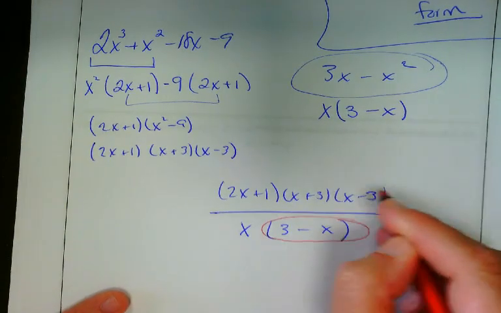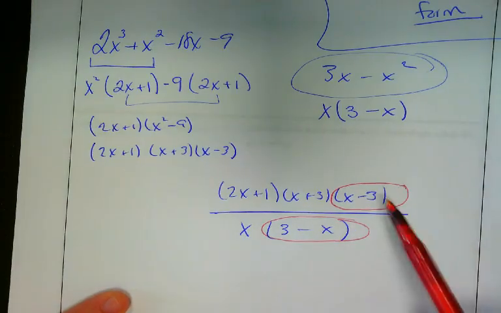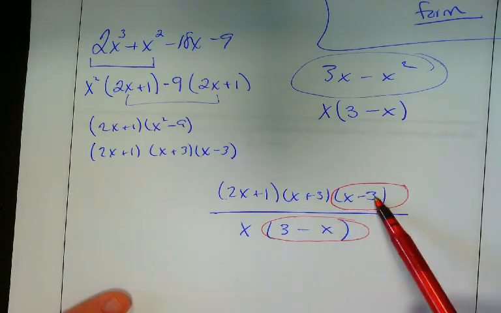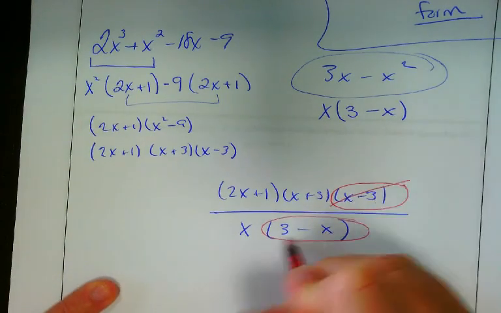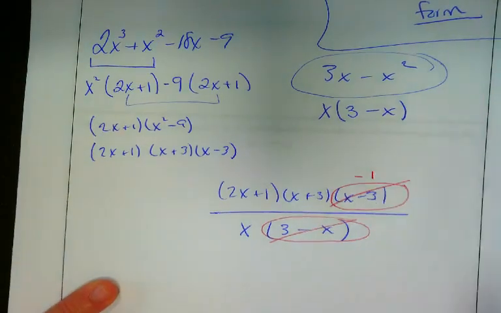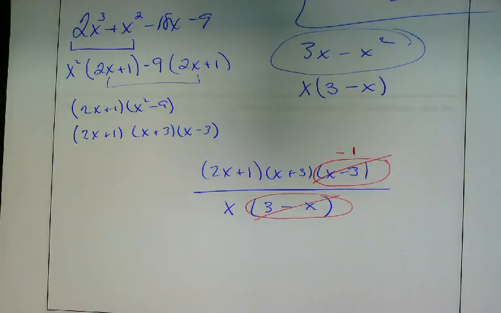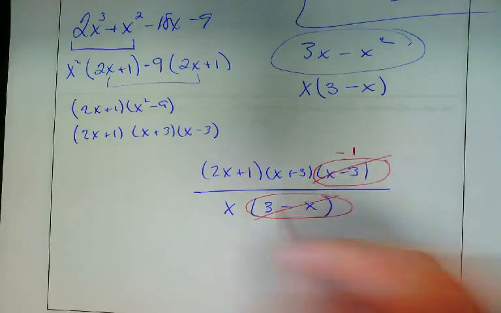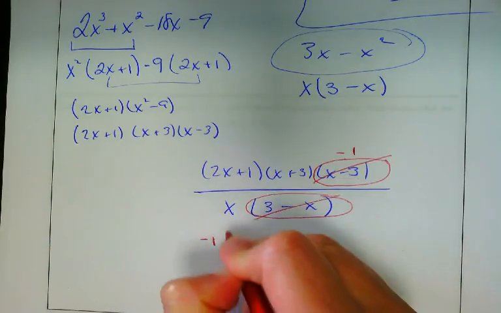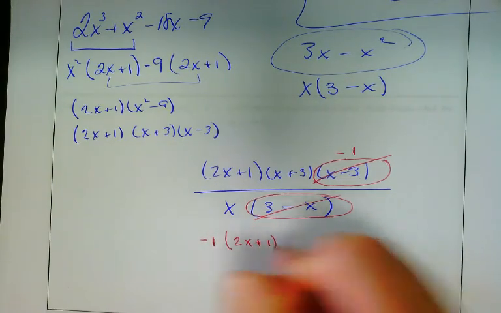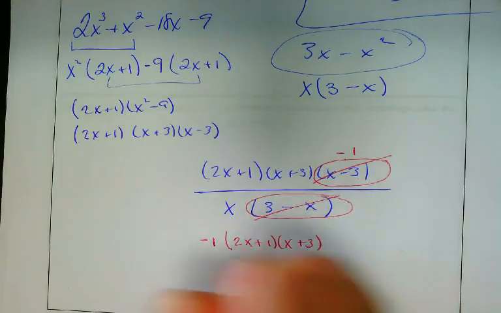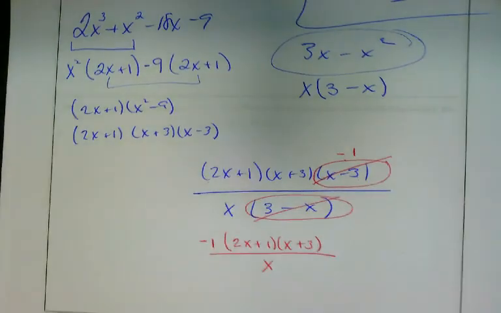Yes, this 3 minus x and x minus 3, they're not the same, but their signs did switch, both signs, so they do divide out to a negative 1. Okay, so now when I write my answer, this negative 1 doesn't go to everybody, just leave it where it is. So negative 1, 2x plus 1, x plus 3, and then just over x.